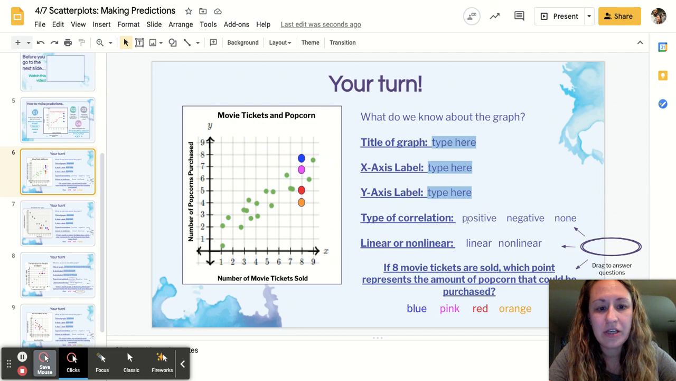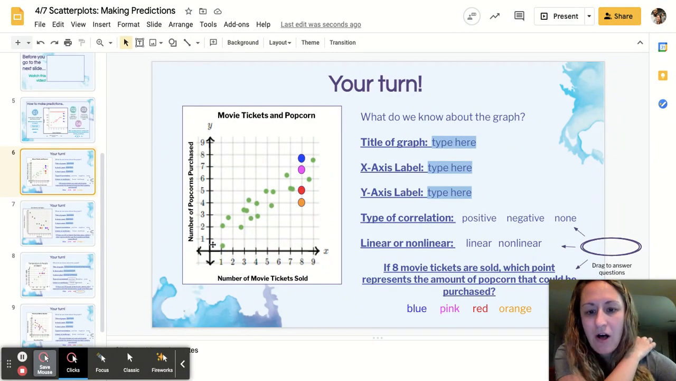What kind of correlation are you seeing? A positive, a negative, no correlation? Is it linear? Is it nonlinear? And then do what we did before. Try to follow that line that you're seeing with your pattern. What is going to come next? And then just drag your oval over the correct color that matches the dot that you chose.